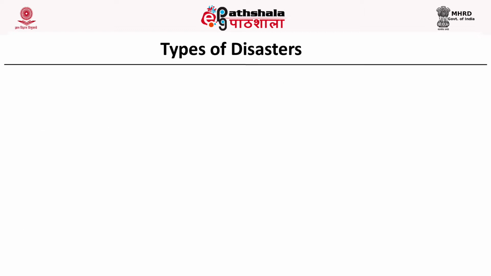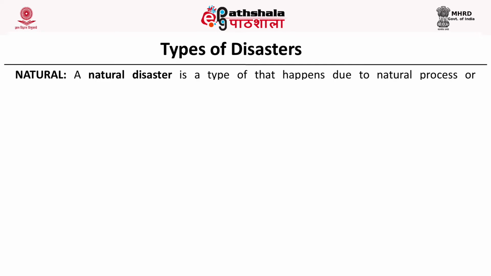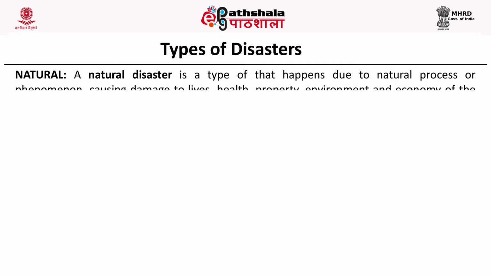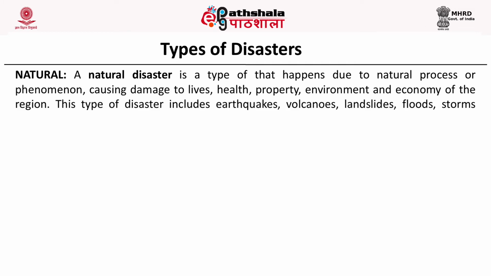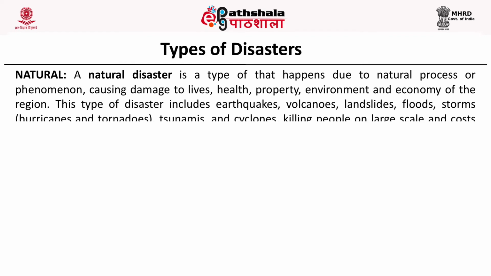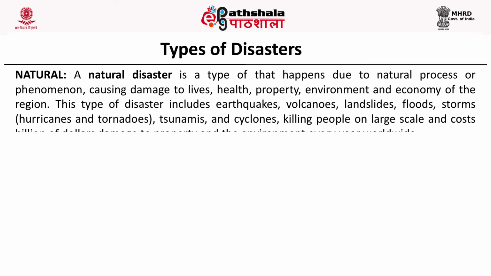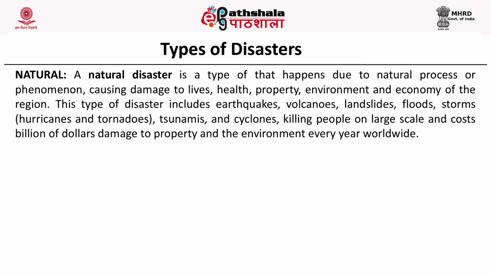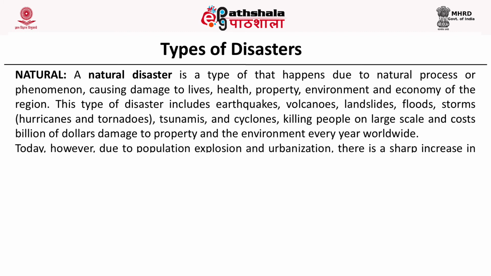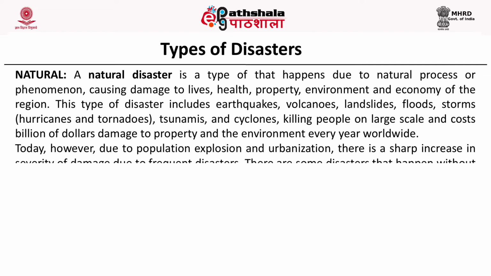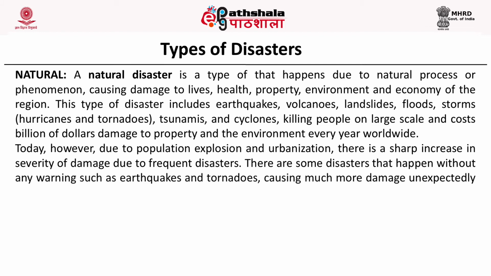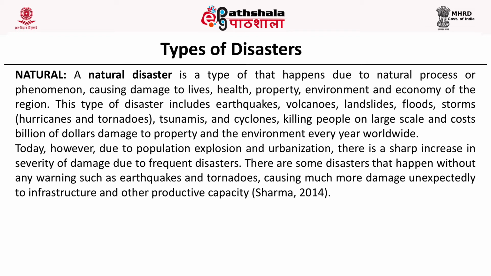So, coming to the first one, that is the natural disaster. It is a type of disaster that happens due to natural process or phenomena causing damage to lives, health, property, environment and economy of the region. This type of disaster includes earthquakes, volcanoes, landslides, floods, storms, hurricanes and tornadoes, tsunami and cyclones, thus killing people on large scale and causing billions of dollars damage to property and the environment every year worldwide.